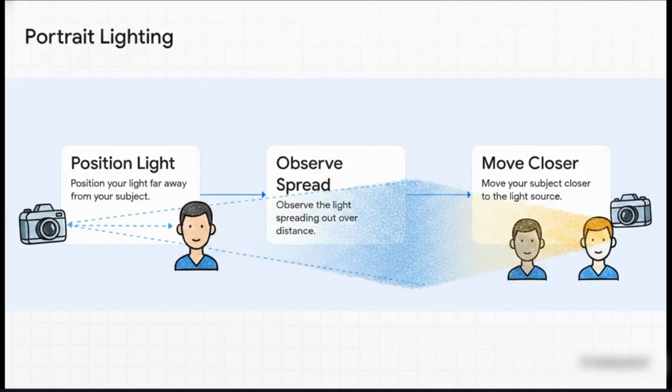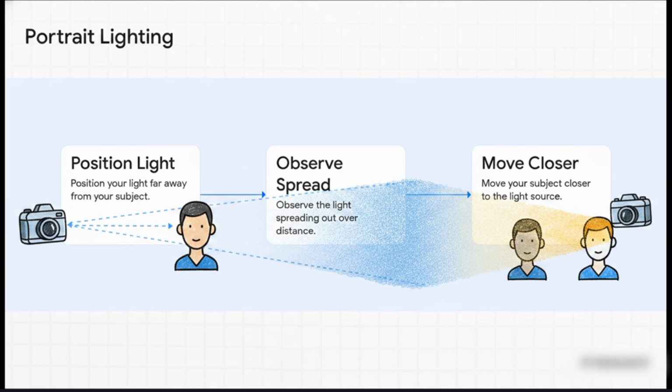Okay, here is what I want you to do. Step 1, position your light far away from your subject. Just push it way back. Step 2, take a test shot and observe the light spreading out. Notice how flat and kind of low intensity the light feels on their face because of that vast distance. Okay, now for the magic.